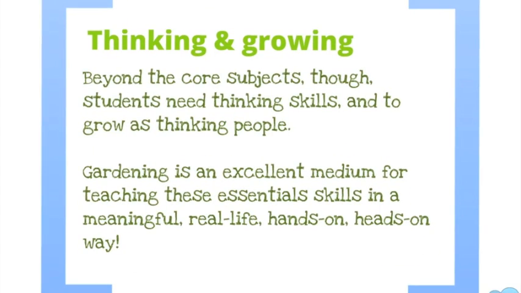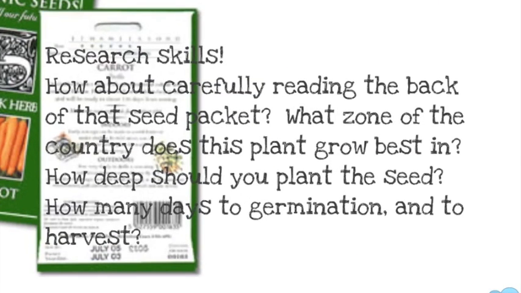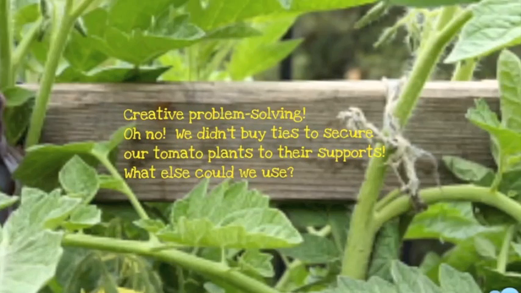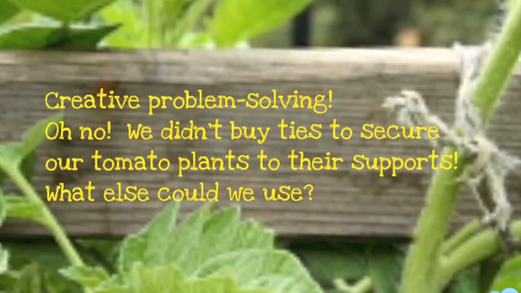Beyond the core subjects, though, students need thinking skills and to grow as thinking people, and gardening is an excellent medium for teaching these essential skills in a meaningful, real-life, hands-on, heads-on way. Just reading the back of a seed packet teaches research skills. You need to read that packet to grow the plants correctly. Critical thinking and logic problem solving come into play when you ask the question, why are tomato plants withering and turning yellow? Creative problem solving might be necessary when you don't buy ties to secure the tomato plants to the supports. You have to figure out another way to do it.